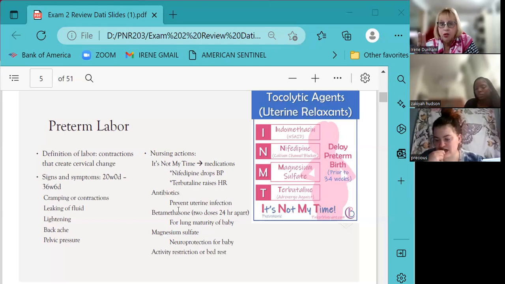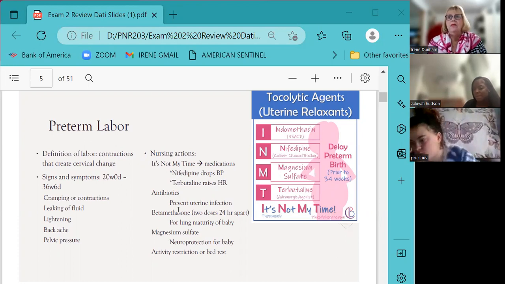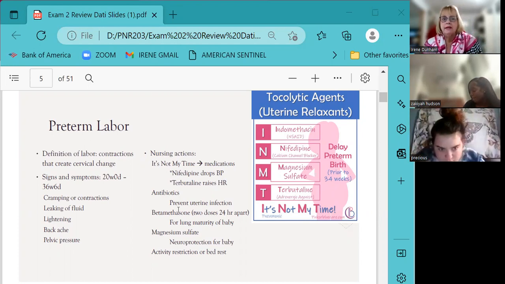Betamethasone is given in 2 doses, 12 milligrams, 24 hours apart. And what it does, betamethasone is a steroid. And a steroid, you know the function of a steroid is to what? To enhance. So if I give betamethasone, I'm enhancing the production of surfactant in the baby's lungs. Surfactant. You'll need that for exam number 3. All right, so betamethasone is given.